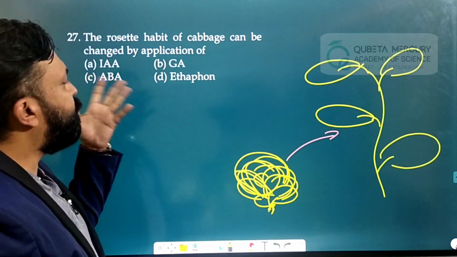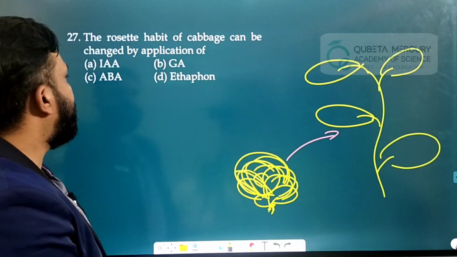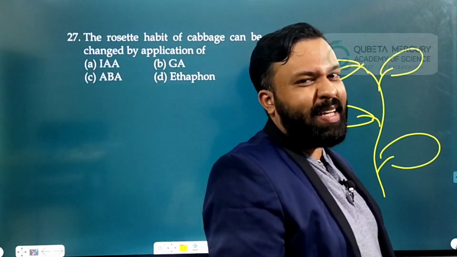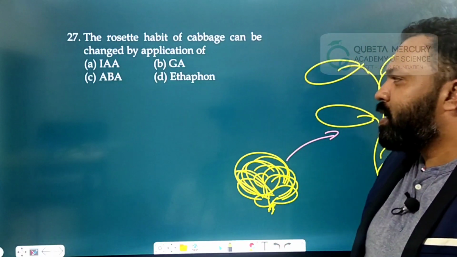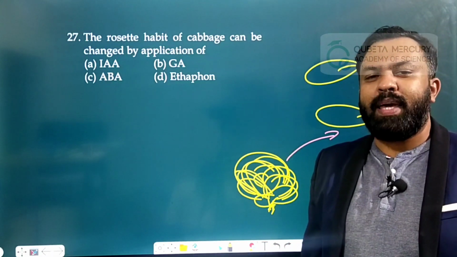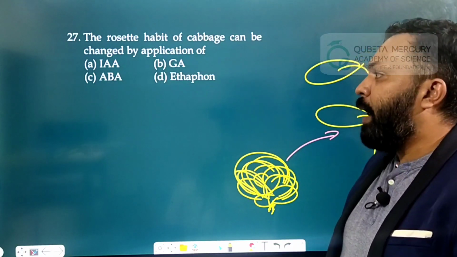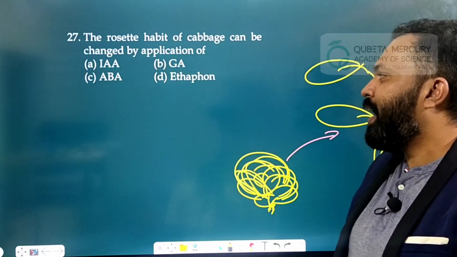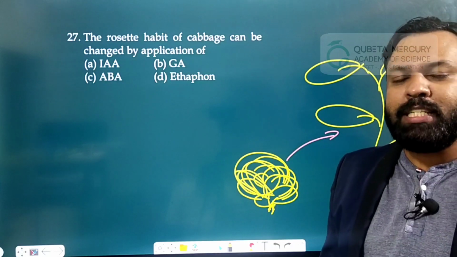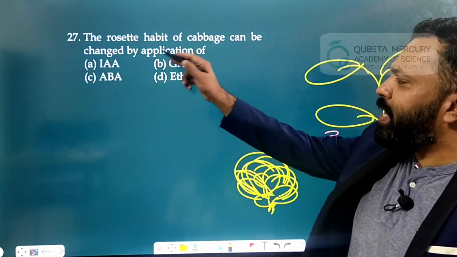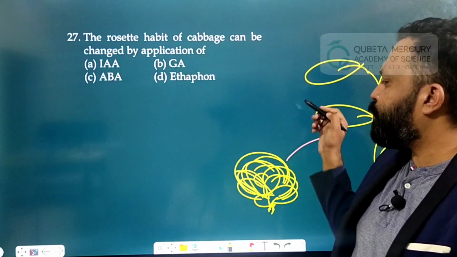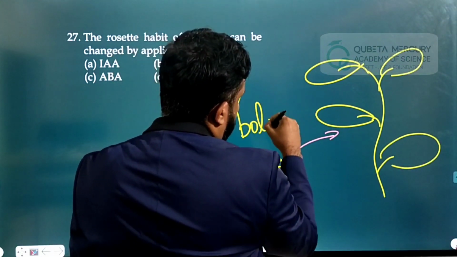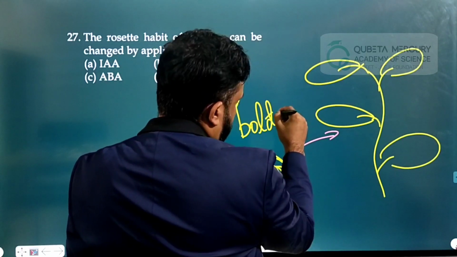That is by the action of which hormone? Chapter Plant Growth and Development. IAA is indole 3-acetic acid, a natural auxin. GA is gibberellic acid. ABA is abscisic acid, the growth retarding hormone. Ethephon is the derivative of ethylene. So, of these hormones, which one is meant for this process? This process is said to be bolting, right? The process is technically called bolting, right?